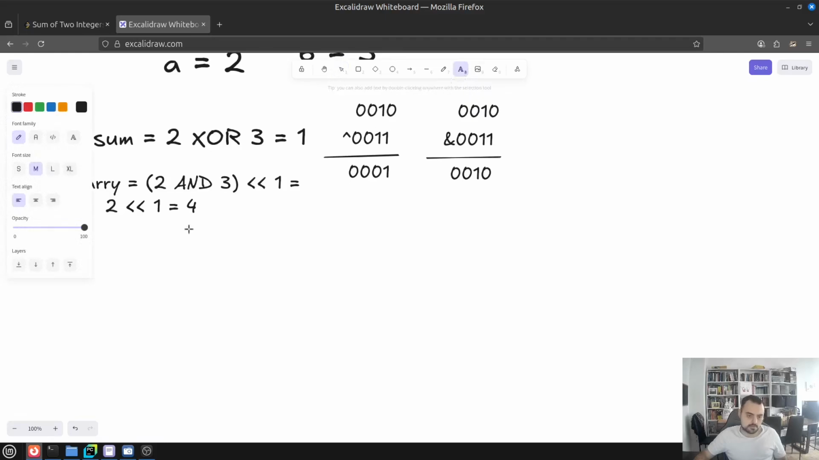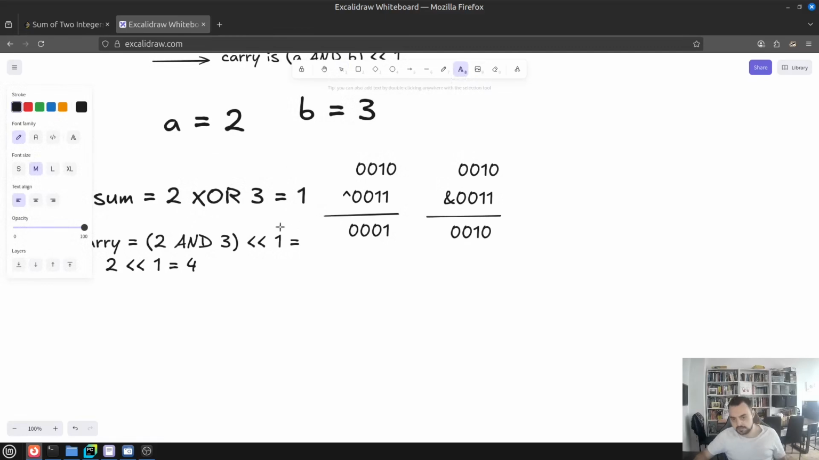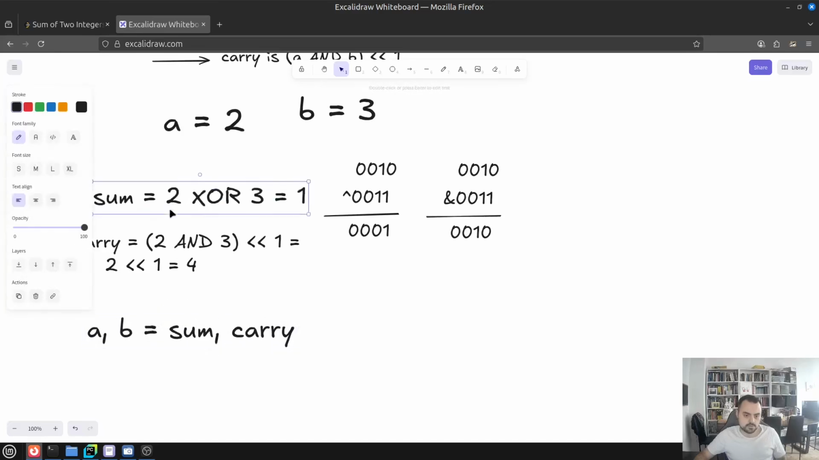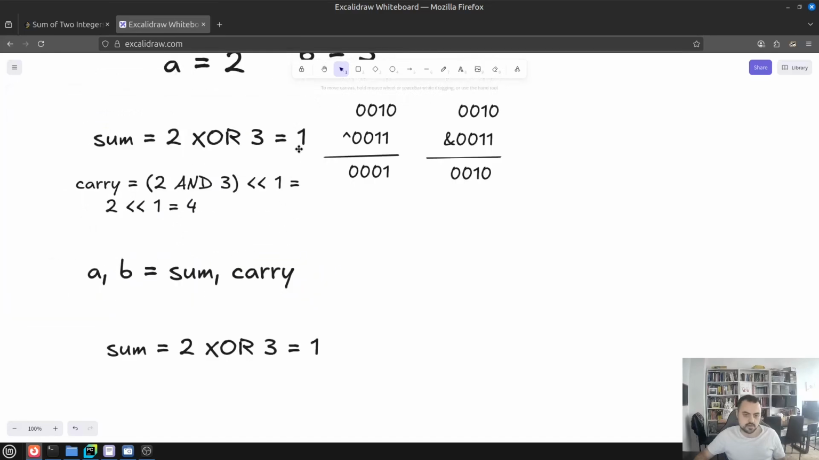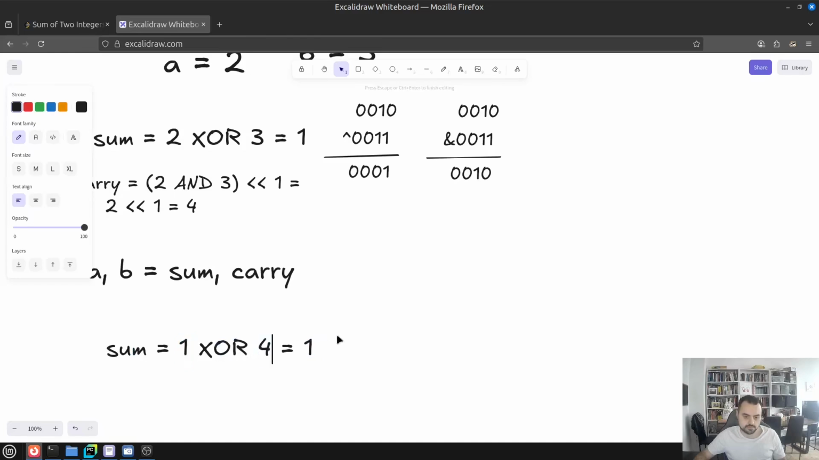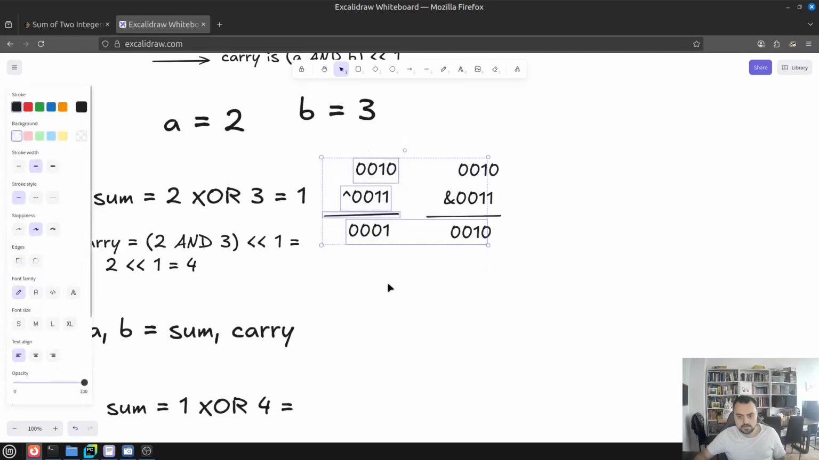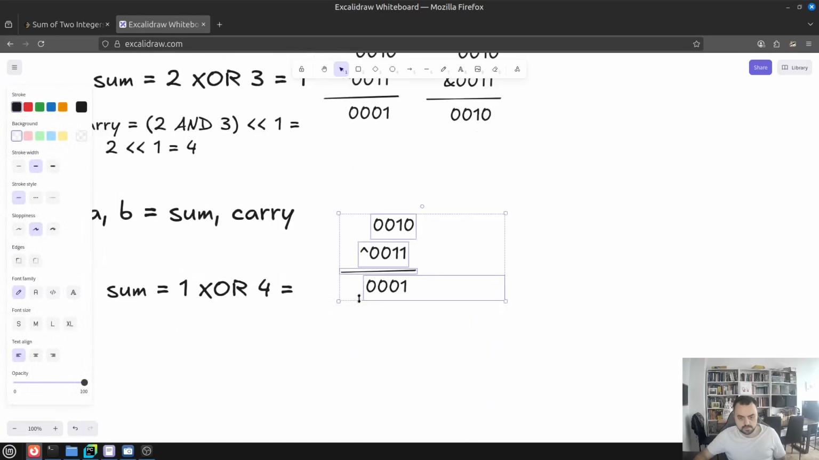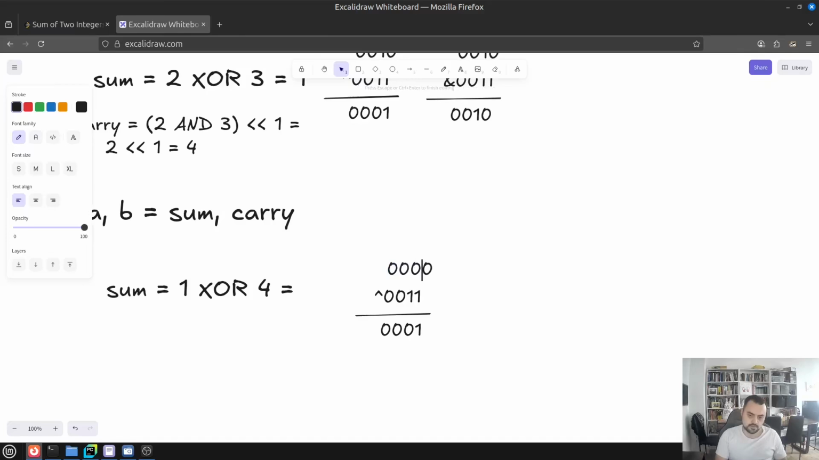And now is again the fun part. What happens next? You do this multiple times, depending on how big your numbers are, until b is 0. And each time you swap a and b with sum and carry. So the next sum will be 1 and 4, 1 XOR 4. 1 is the following, and 4 is the following. Yeah, so here is 1, here is 0, and here is 1 as well, which is 5.